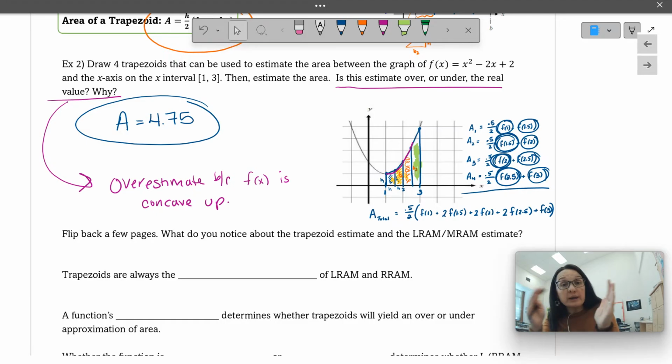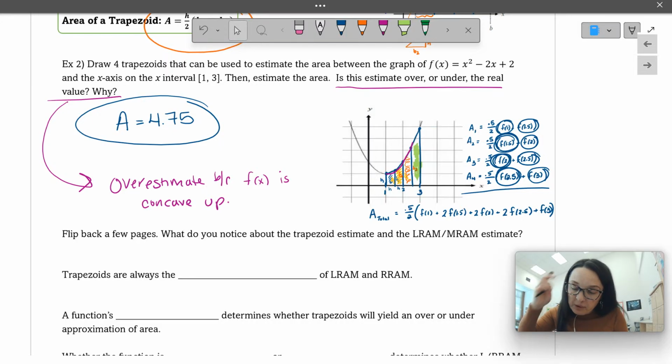If your height is the same, if your subintervals are all the same width, you can factor out the height and then do b1 plus b2. Duplicate b2 because it's b1 next, and so on, okay? And whether you have an overestimate or an underestimate depends on the concavity of the function.